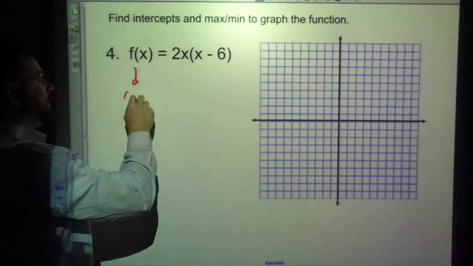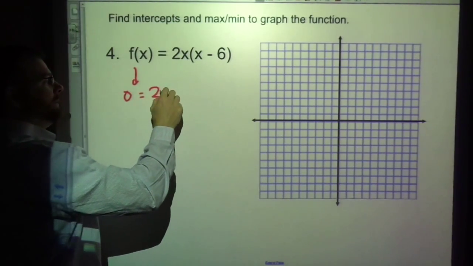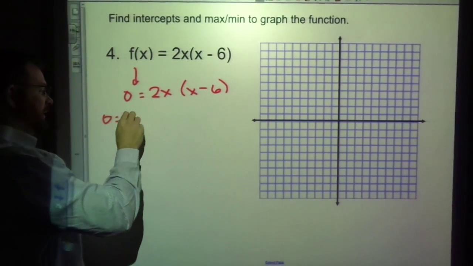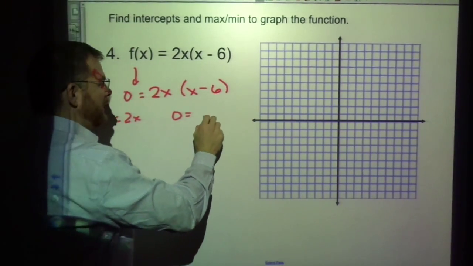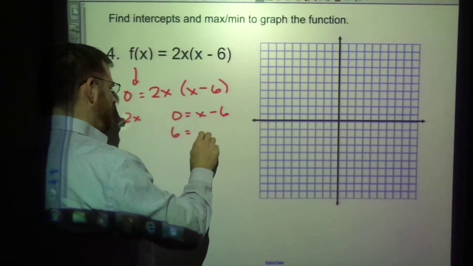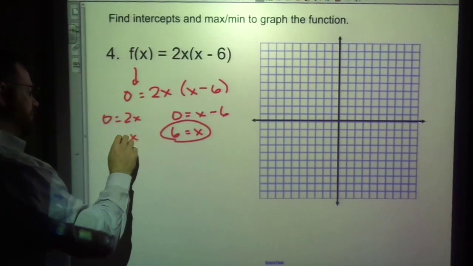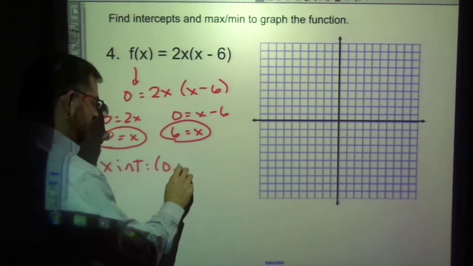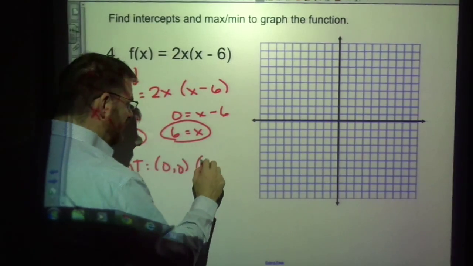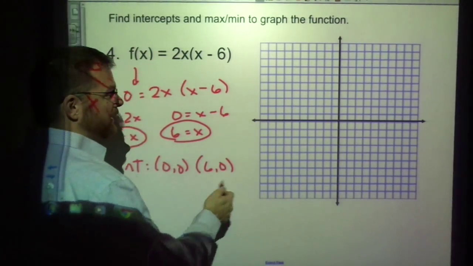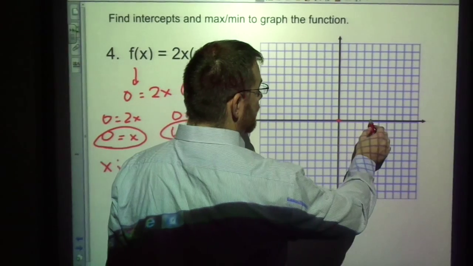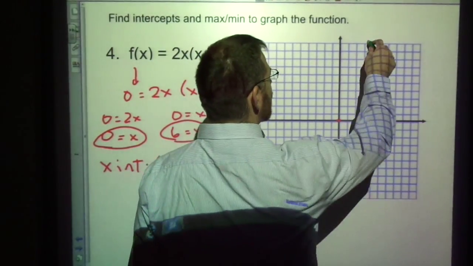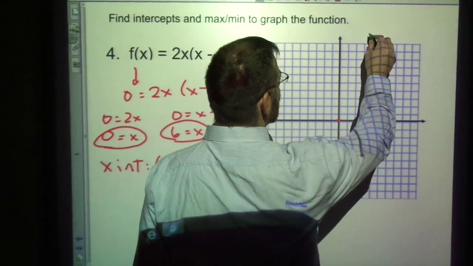We let this be 0: 2x times (x minus 6). Here's the zero product property, so either 2x equals 0 or x minus 6 equals 0. So x could be 0 here. So my x-intercepts are (0, 0). Hey, that'll be the y-intercept too. And (6, 0). So we've got this, and 1, 2, 3, 4, 5, 6. Where's the middle between 0 and 6? That is 3, right here.